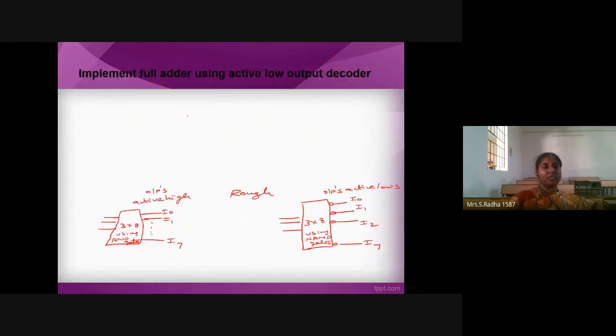And this is the general information of decoders. Outputs are active high means internally AND gates are used. Outputs are active low means internally NAND gates are used. In this question also you can see: implement a full adder using an active low output decoder. Active low means internally NAND gates should be used.